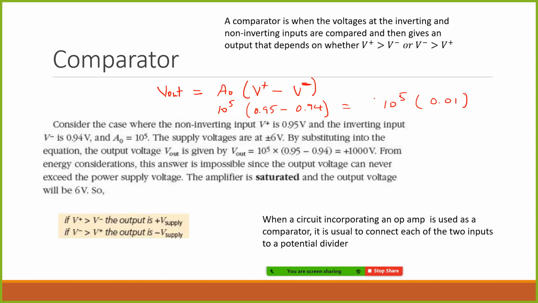If you have your calculators, you can try this and see if you get the same answer. You should get at least 1000. So 10 to the power of 5 times 0.01, that is 1000. But by the way, it's not just any type of 1000. It's positive 1000, okay?